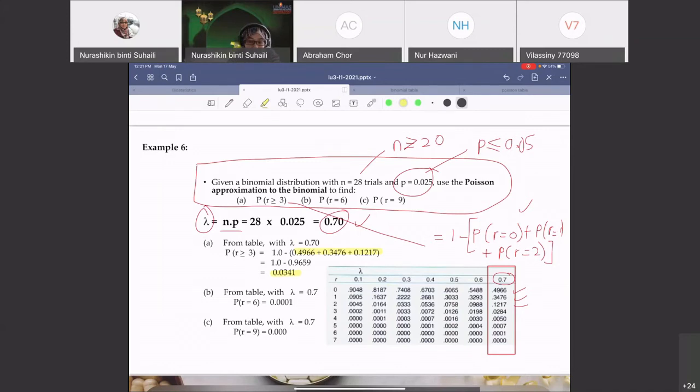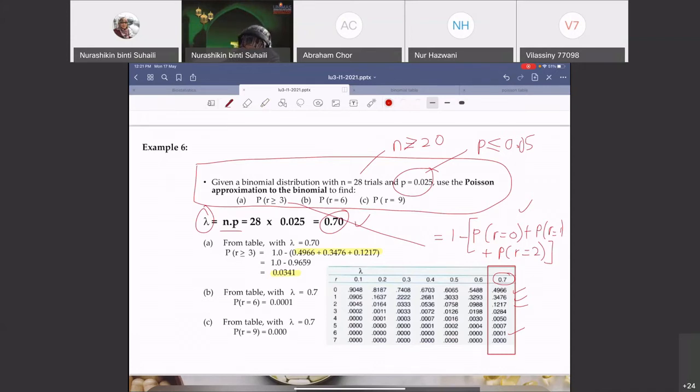For the second question, r equal to 6. That's quite straightforward. You just get it directly from the table. And the third question, r equal to 9.